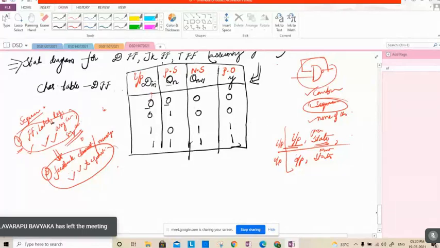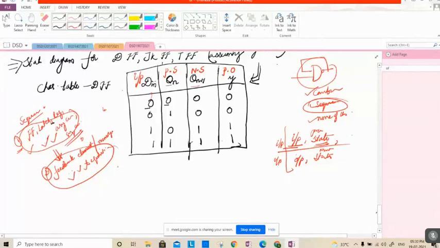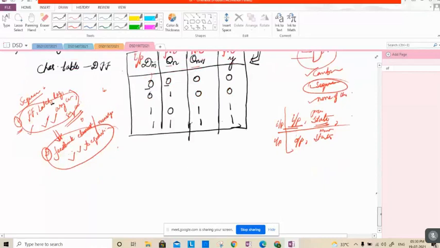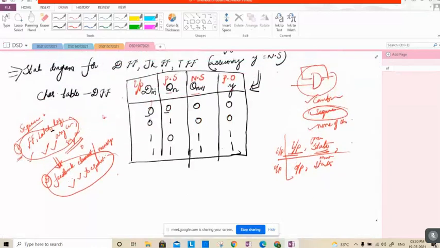Din is nothing but the input value. When Qn is my present state, Qn plus 1 is my next state, Y is my output. Y is only an assumption. Y will not be present in a D flip-flop.